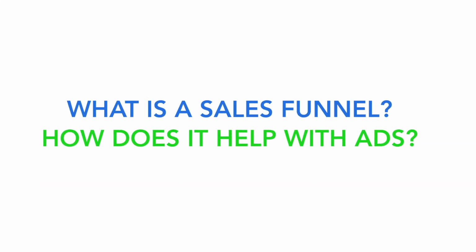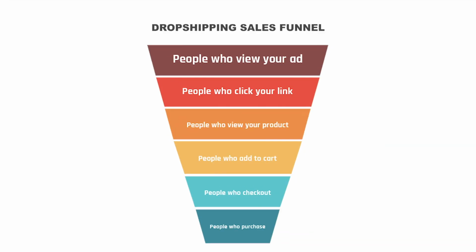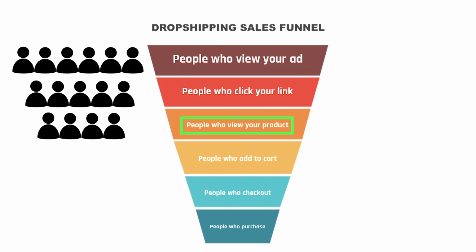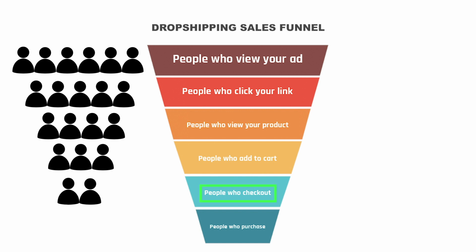So what is a sales funnel and how does it help with Facebook ads? A sales funnel is the process people have to take when going from watching an ad to buying your product. For dropshipping with Facebook ads, it consists of the following steps: viewing an ad, clicking the link, viewing the product, adding to cart, checking out, and finally purchasing. As you can see, there's a lot of people at the top who start by watching your ad, and only a few people who end up purchasing.